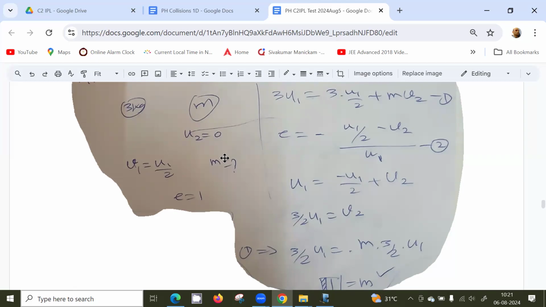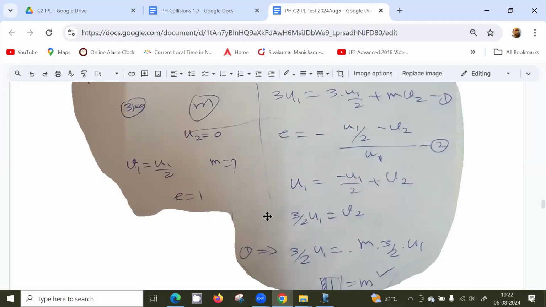The body of 3 kg collides elastically with another body at rest, and then continues to move in the original direction. That is V1 is U1 by 2. The initial velocity is reduced by half. This is given in the question. Find the mass of the target. We have to find this mass. And it says elastic collision, so e is 1. So all the information in the question has come in this figure in terms of symbols.